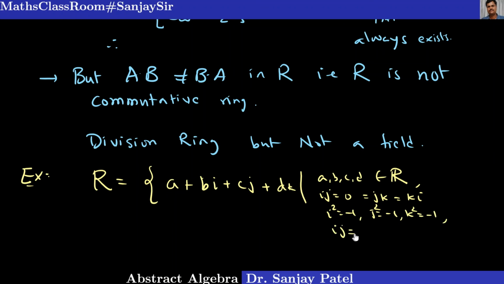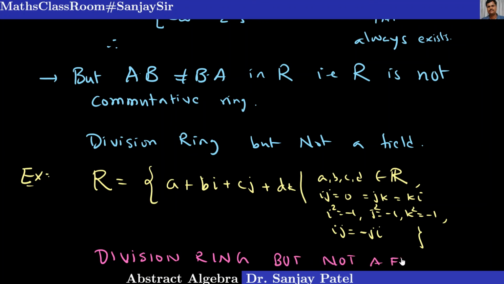Another thing we note is IJ is equal to minus JI. So it is not a commutative ring also. Okay. So this is another example of a ring which is a division ring. You can verify it is a division ring, but not a field. So we have two examples of rings which are division rings but not a field.